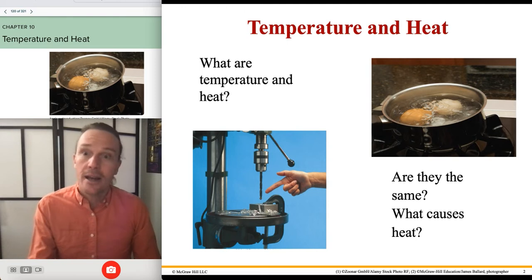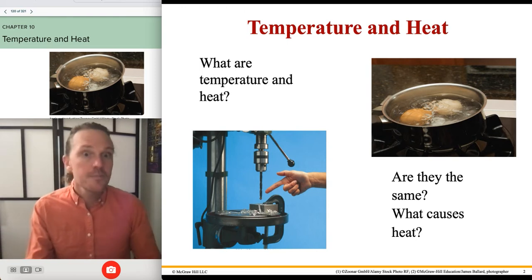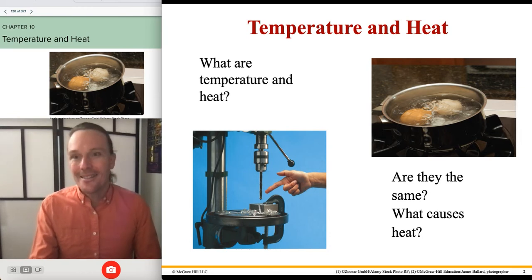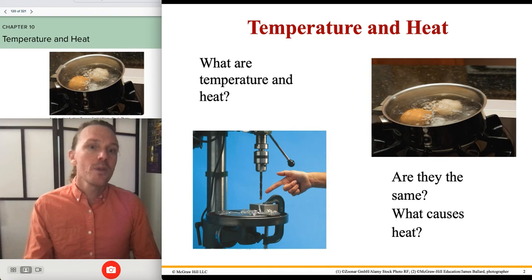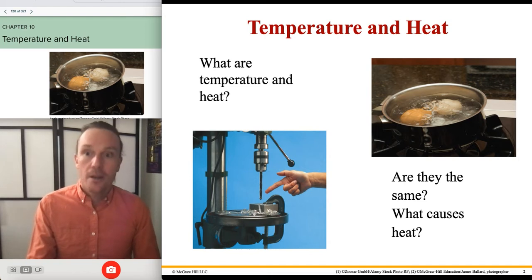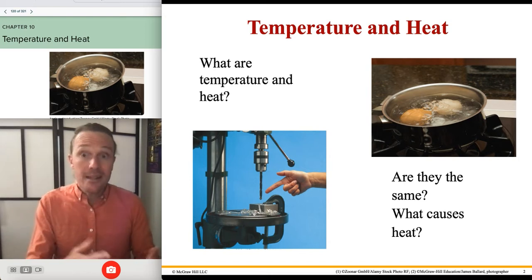How do we quantify temperature and heat? They're separate, right? Are they the same? Are they directly related? Are they separate quantities? And what causes heat? How do we track it? How do we quantify heat flow from one place to another? And we're going to see that heat is energy.